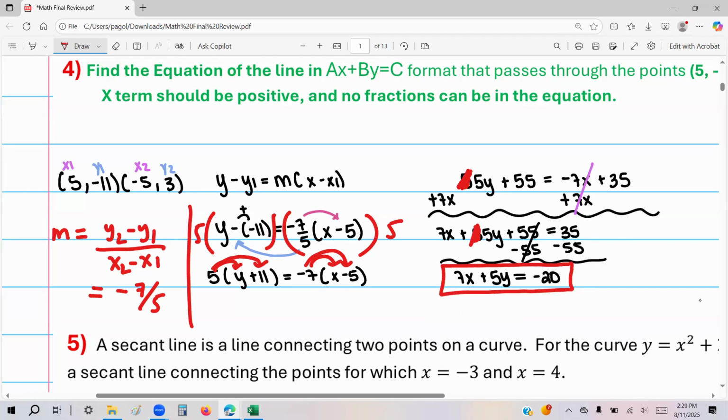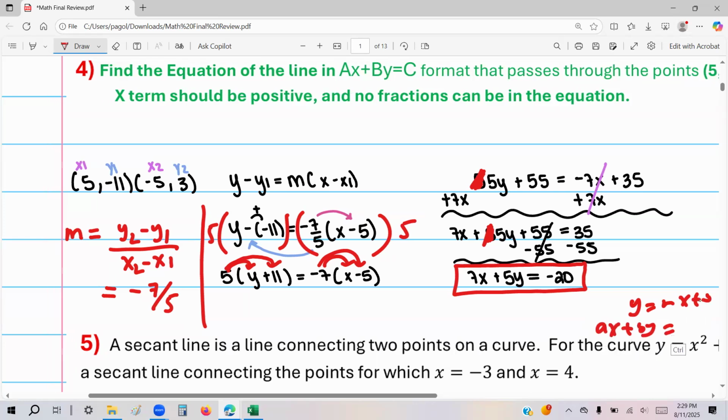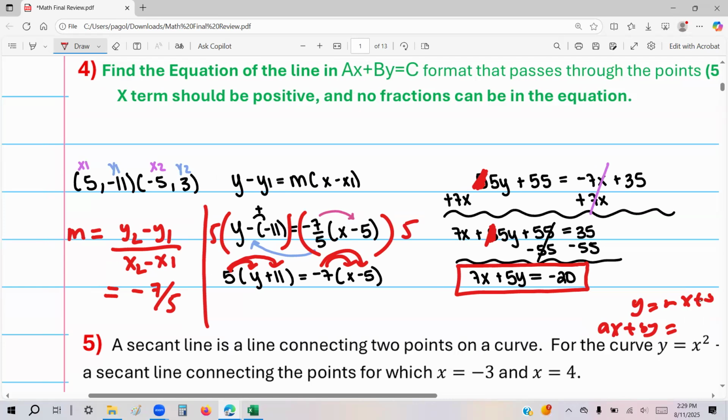I got b as negative 4. But it says write the answer in standard form. That means ax plus by equals c. You have to rewrite y equals mx plus b as ax plus by equals c, which is more work. That's why, instead of solving for that, you can just use point-slope format.